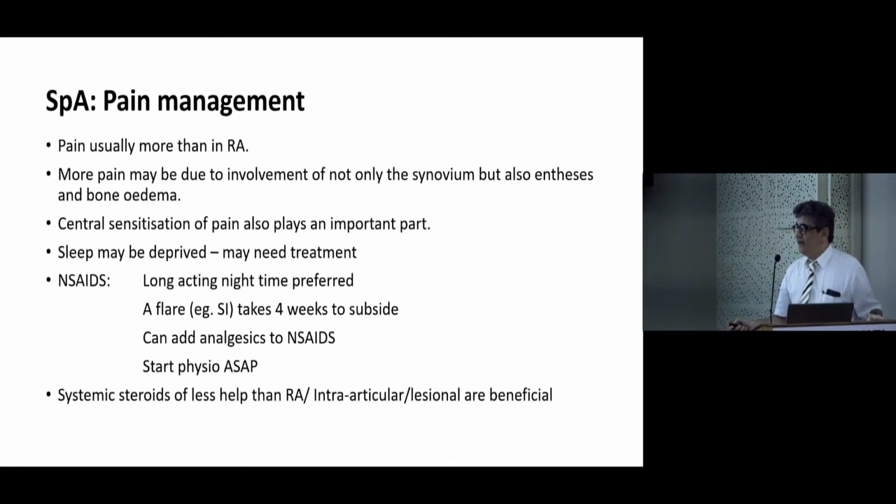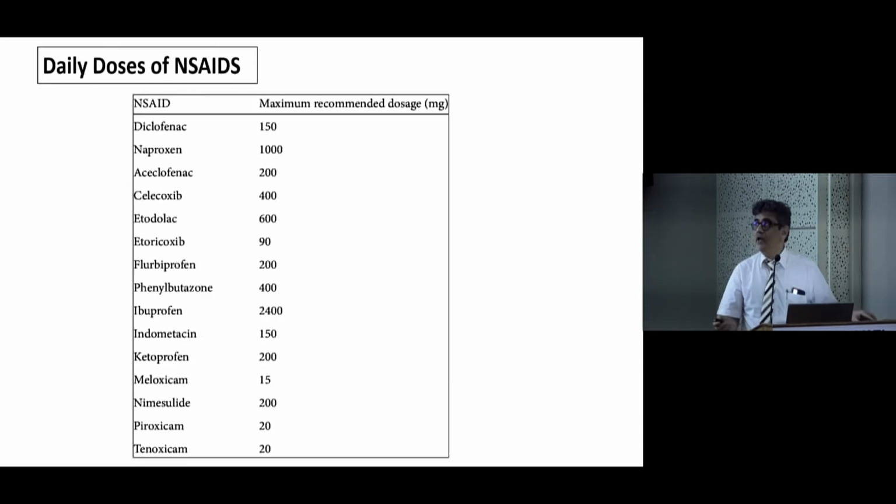Systemic steroid is of less help than in rheumatoid. Intra-articular steroid can definitely be given if one peripheral joint is swollen. Intra-lesional ones are beneficial, but you have to be very careful with the Achilles tendon and plantar fascia, lest you give it into that and cause a rupture. We have had a few with that, so you have to be extremely careful when you do these intra-lesional ones.